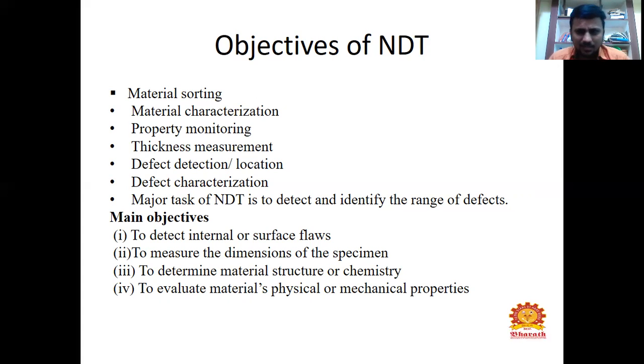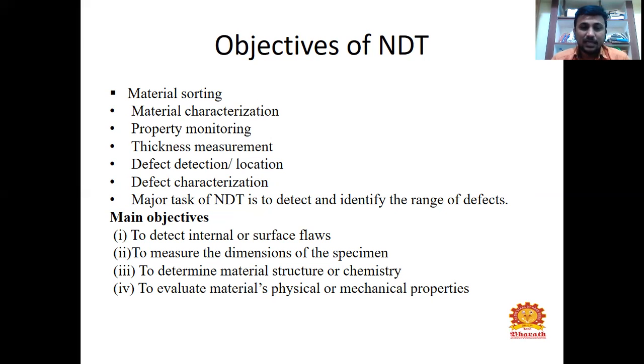Then you can split it into main objectives, like to detect internal or surface flaws. That is the main objective of NDT. Then to measure the dimension of the specimen. Not only thickness, everything we can find out for the given specimen.